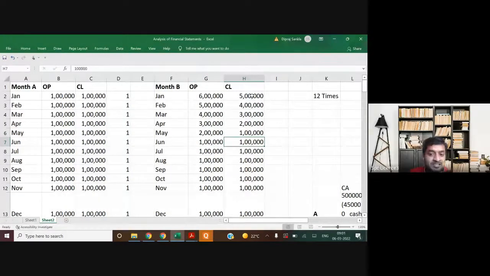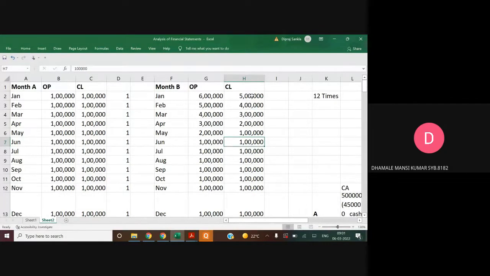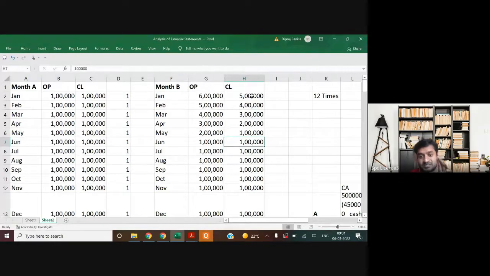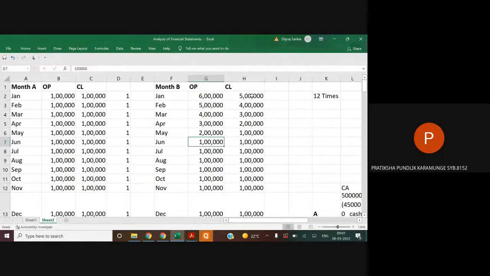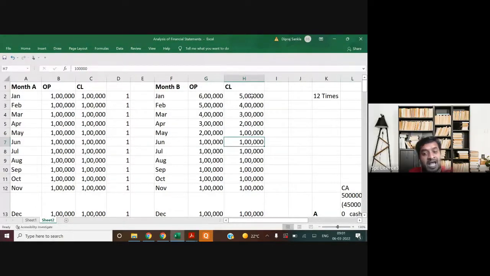Now look, the same stock, which was there as on the first June of that accounting year, will be sold up to 13th June. But on the last day, this company has again received a stock of rupees 6 lakh.